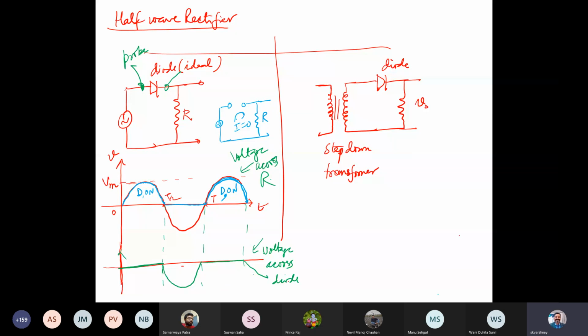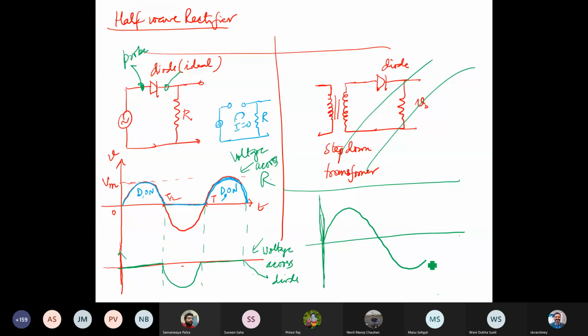Now let's consider a practical diode. I think I should make use of this side. I will do it on the next slide maybe. I'll just make one cycle for better representation. So you have 0, T/2, T, and the voltage. Let's say this is the input. And now you take a practical diode. What is the output for the practical diode?